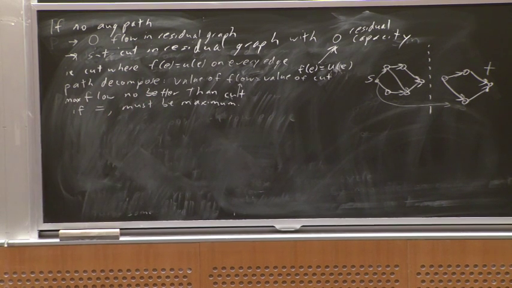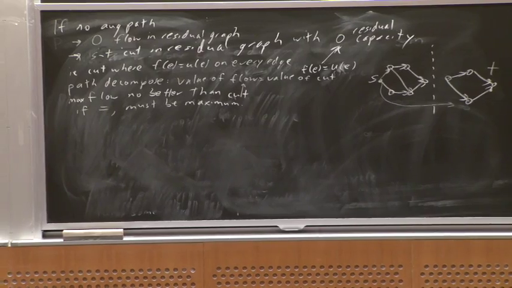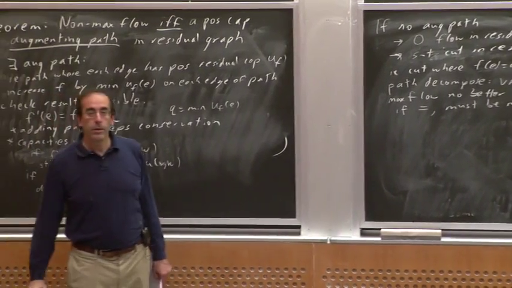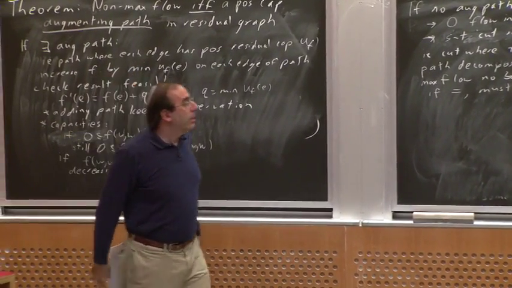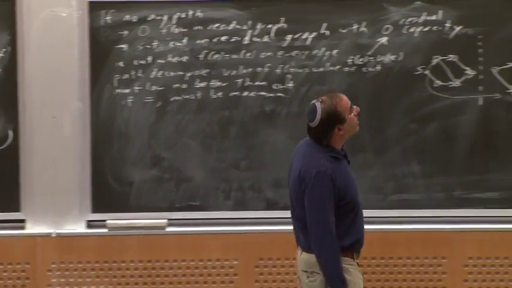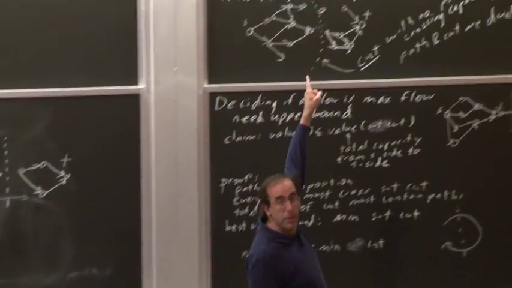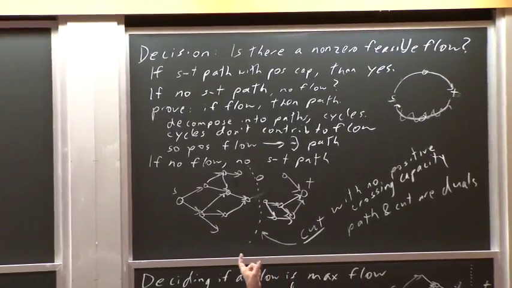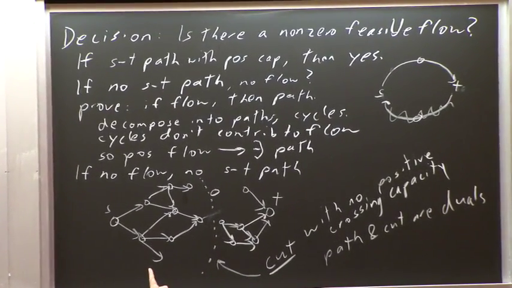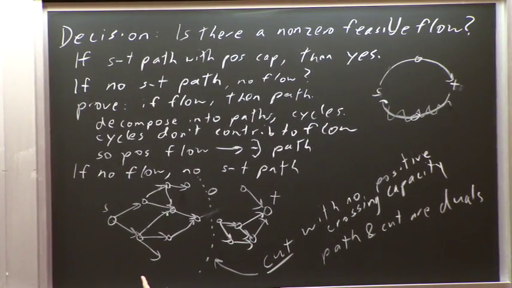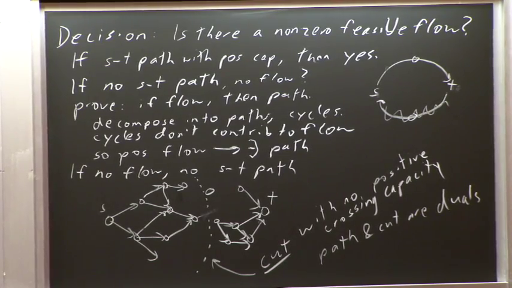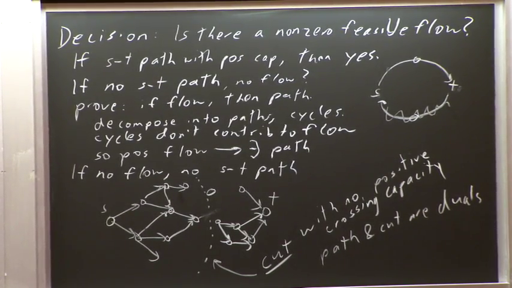Yes? Where do we prove that the zero flow implies that there's a cut with value zero? That was over here when we talked about deciding whether there's a non-zero flow. Right? We said that there's a non-zero flow if and only if there's a path from S to T. And I'm simply applying that same argument to the residual capacities instead of to the original capacities.